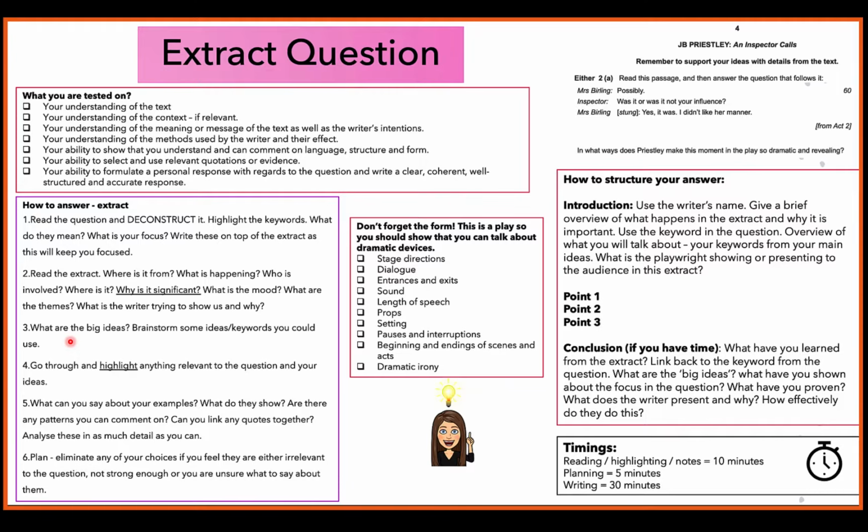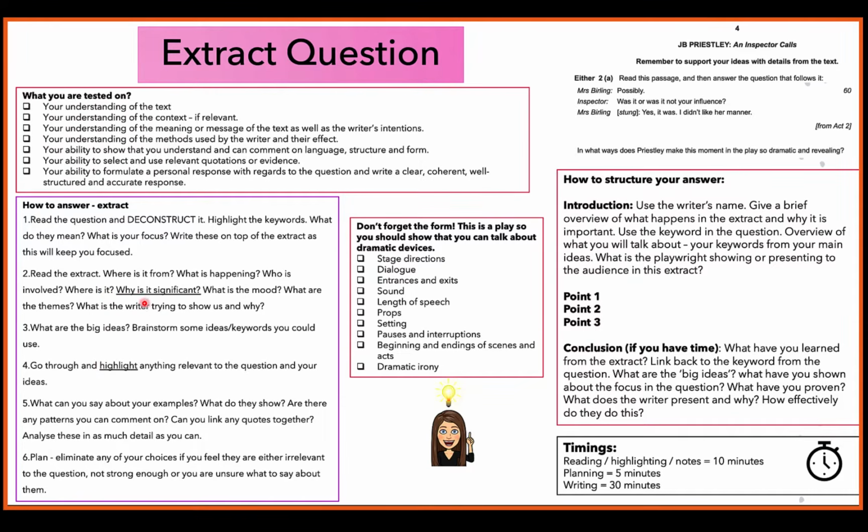So think about what the bigger ideas are here outside of the play. What is the writer trying to show you? Is it about identity? Is it about relationships? Really think about those big ideas. Then you can go through and highlight anything relevant to the question and some of the ideas that you've already got. Just from making notes here, you will already have a lot of key words that you may be able to use for your points, or to explain or analyse your quotations.